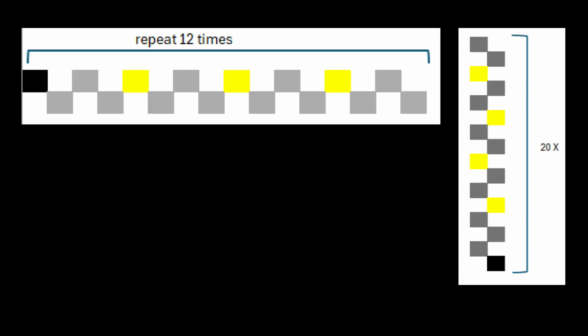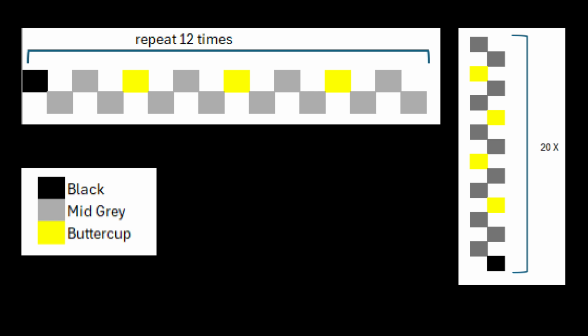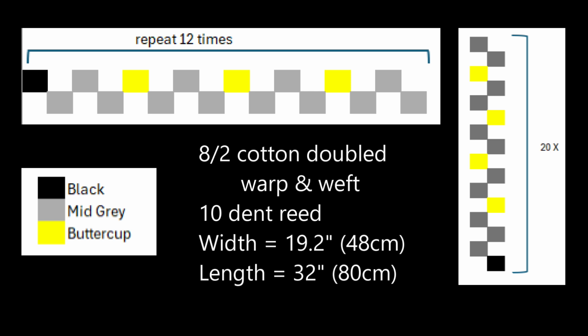Now let's summarise our pattern so far. We've got our warp pattern, we've got our weft order pattern, we've got our colour grid, we know it's 8/2 cotton doubled, warp and weft, we have a 10 dent reed, the width is 19.2 inches or 48 centimetres, and the length is 32 inches or 80 centimetres for one hand towel.